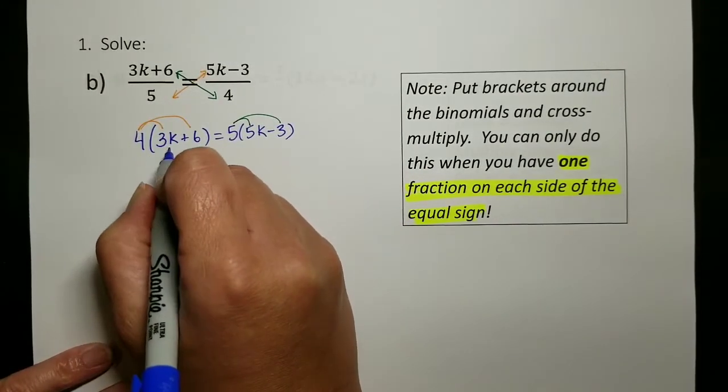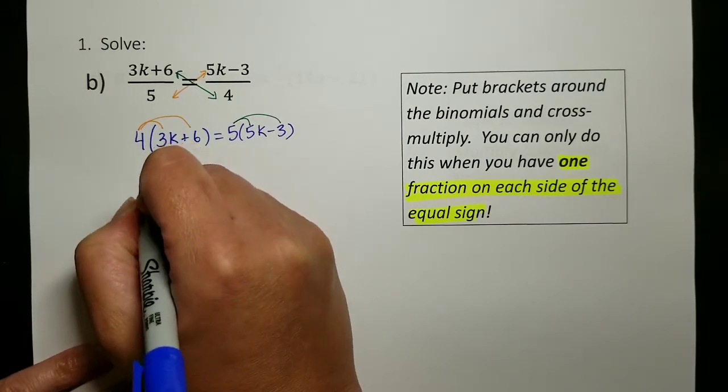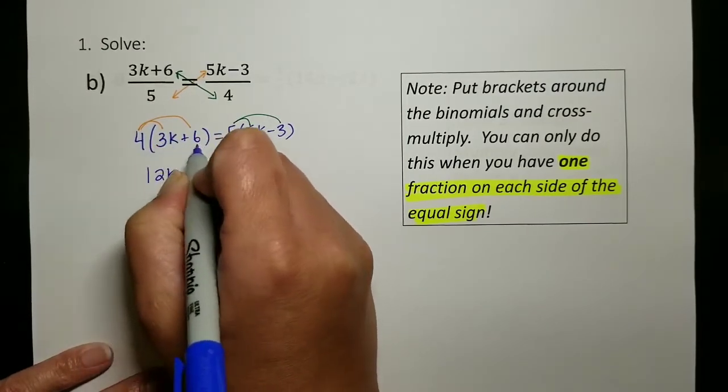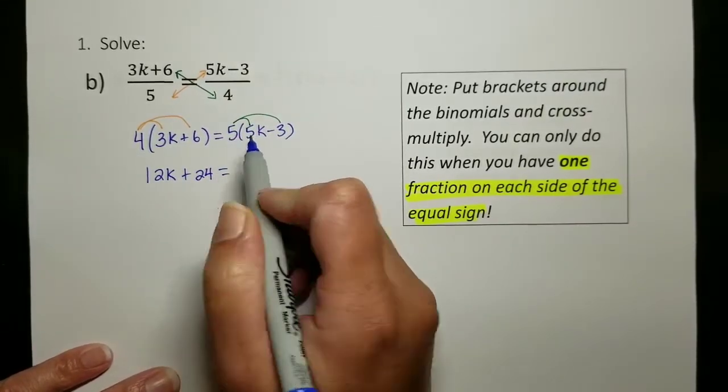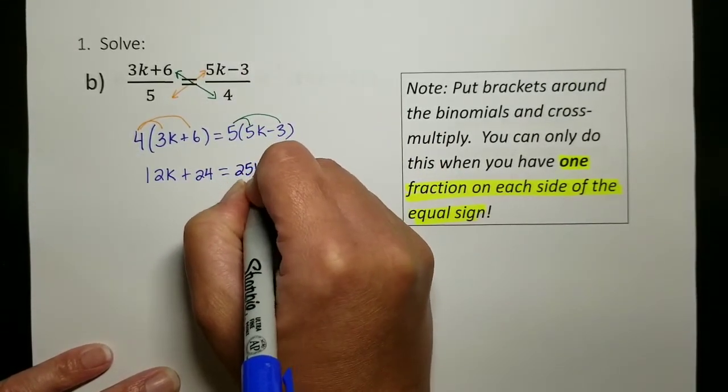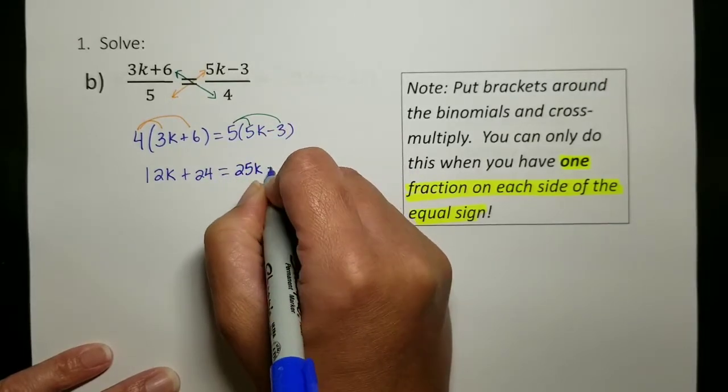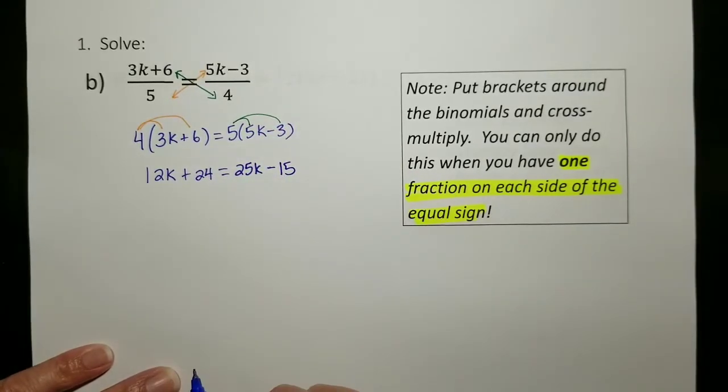That's what a lot of these strategies are doing. So 4 times 3k is 12k, 4 times 6 is plus 24, and then 5 times 5k is 25k, and 5 times negative 3 is negative 15.